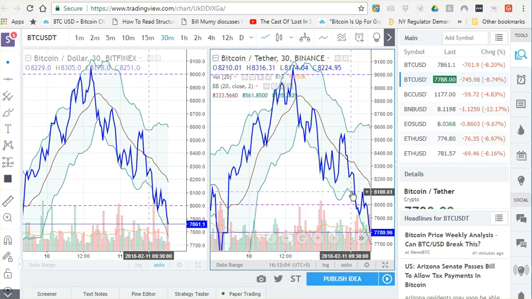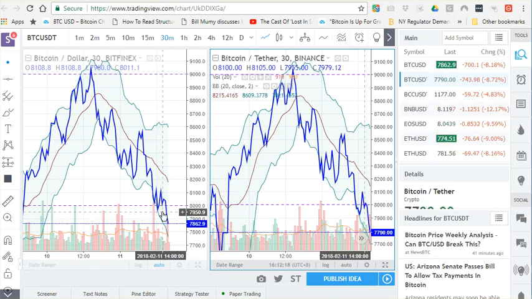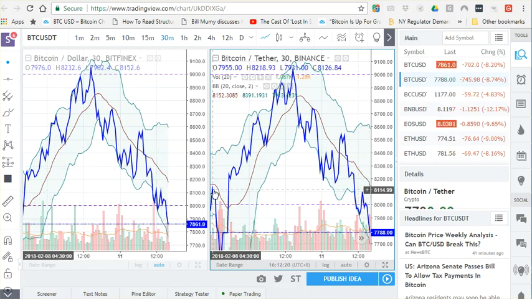And sometimes you might find that, for example, it bounces off the line and goes back up, whereas on the right hand side it breaks through, but I know that it's not going to drop down. I know it's going to go back up because that's what the major exchange is doing. So you just compare the price on the two exchanges.